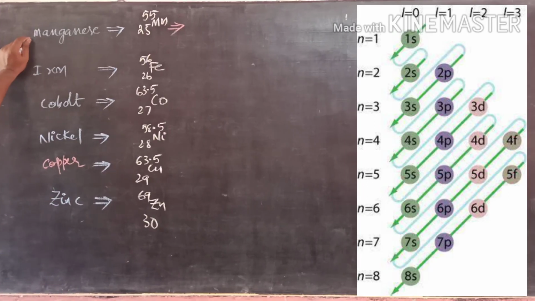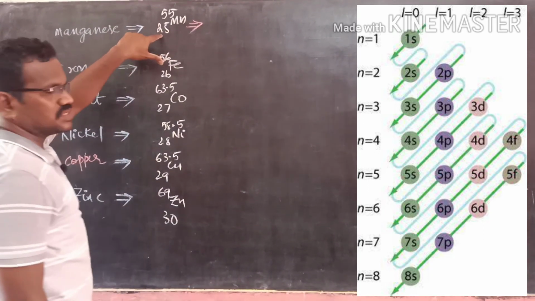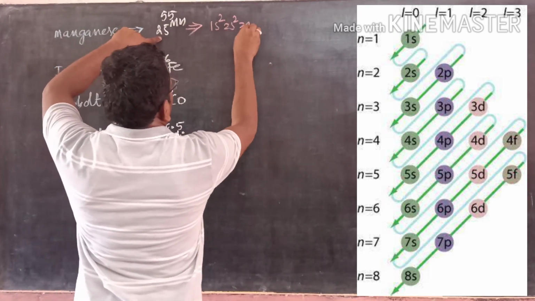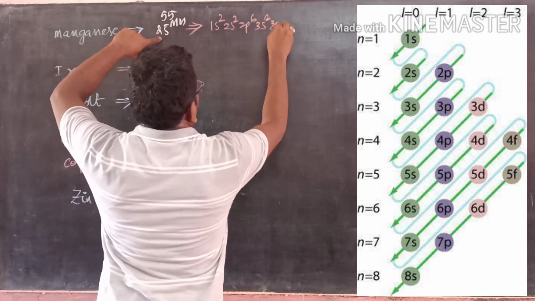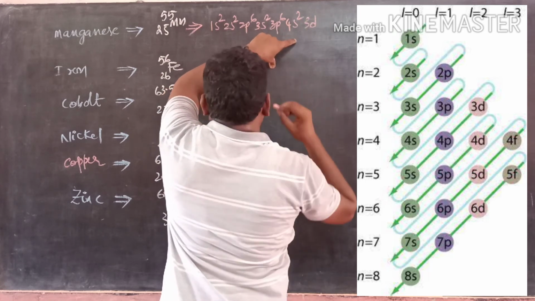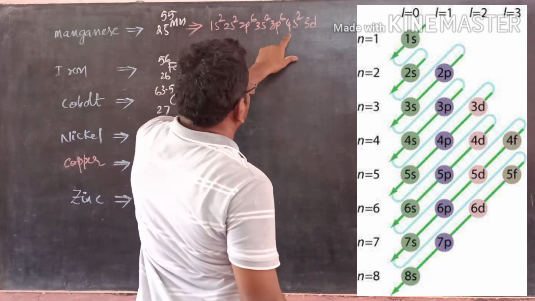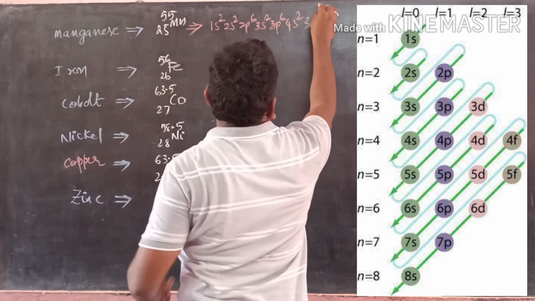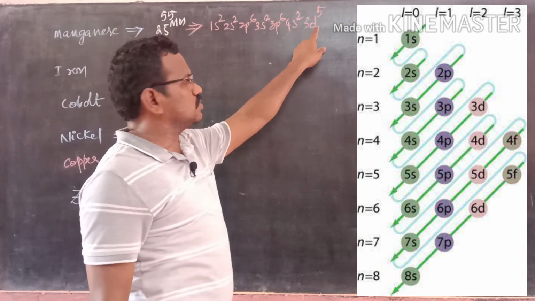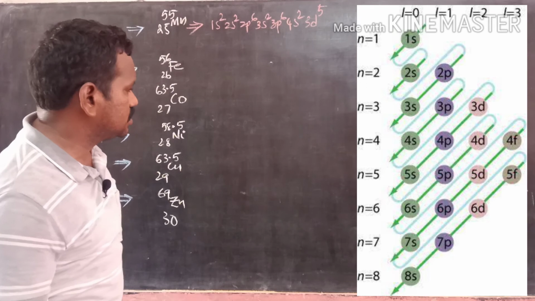Now observe the next element, manganese, whose representation is Mn 55, atomic number 25. The electronic configuration is 1s2, 2s2, 2p6, 3s2, 3p6. After 3p, 4s becomes 4s2. The next orbital is 3d. Here, totally the electrons are 20, the remaining are 5, so the 5 electrons are accommodated in the 3d. Even if the electron of 4s jumps into 3d, there is no use. So the electron should not jump into 3d.